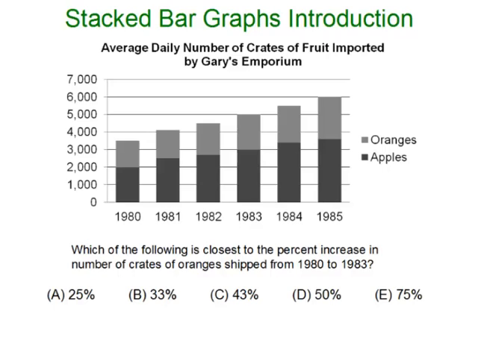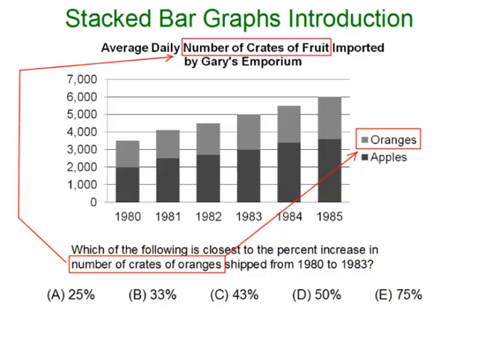On this second question, we're more familiar with the graph, but it's still worth checking the language, okay? Again, we're looking at number of crates of oranges, so we're going to focus on that top part of the stacked bar again. And this time we're comparing the years 1980 to 1983. So we already know we need to back out the apples from those totals, right?